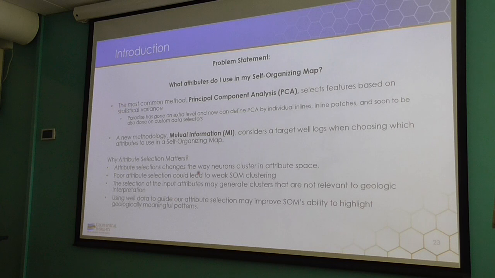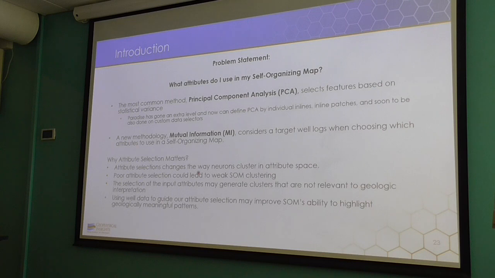So my problem statement, and I was talking earlier about this: what attributes do I use in my self-organizing map? The most common one that's already in the product right now is principal component analysis. So it selects features based off statistical variance, and we've gone an extra level. We have the ability in Paradise to do not just a single global PCA, but to do PCA by line, by specific zone, by patches. Custom data selectors are coming, so you can really narrow down how you want to do your PCA, right?